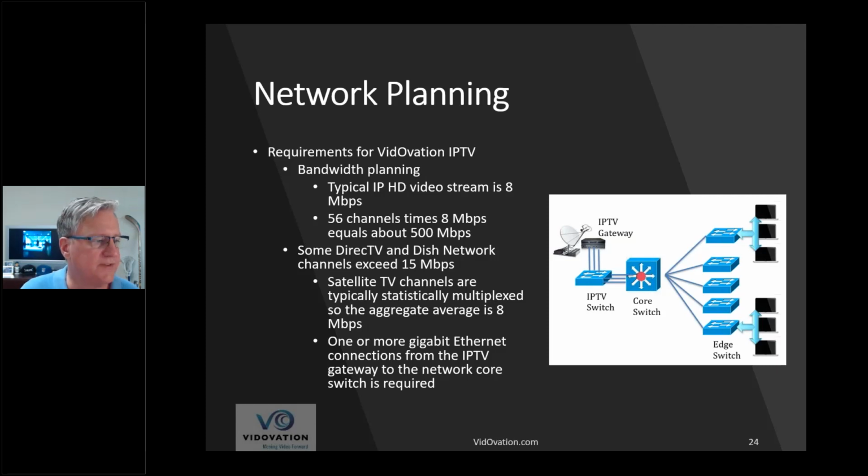On a new installation, we try to make the network as flat as possible. What does that mean? It means the set-top box connects to the edge switch, then to the core. So from the IPTV head end, there are three hops: head end to core, core to edge, edge to TV. So that's one, two, three hops. Flat.